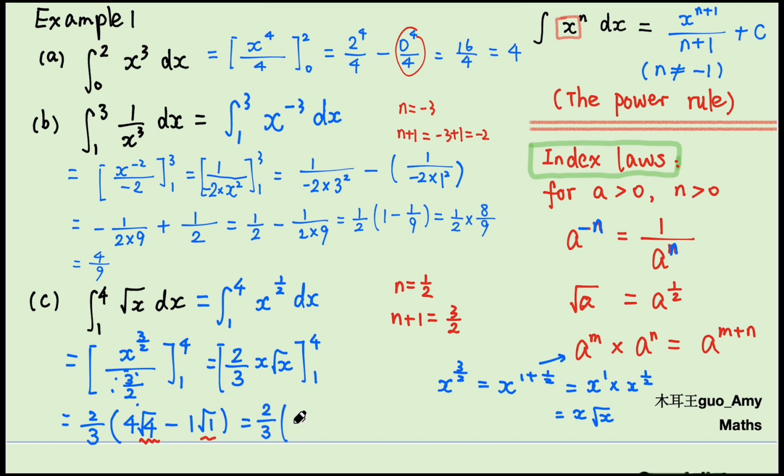Then we will get 4 times 2, which is 8. 1 times 1 is 1. The final result will be 2 over 3 times 7, which is equal to 14 over 3. Looking at the process, if we deal with the new power separately, the calculation may be a little bit easier. And also, when we have x to the power 3 on 2, use the index law to simplify before we substitute the lower limit and upper limit. These are very useful steps when we calculate the definite integral.